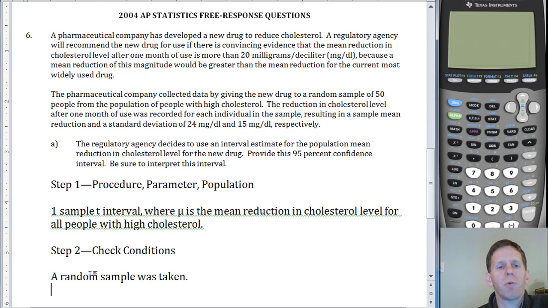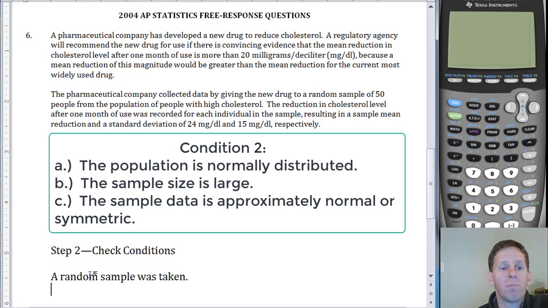For our second condition, we either want our population to be approximately normally distributed, or we want there to be a large sample size, or we want to show that our sample data is approximately normal, and therefore we can assume that maybe the population is as well. It says nothing about normal in this problem. However, our sample size is 50, and since 30 is the cutoff for being large, we have met the cutoff. We do have a large sample size being taken.